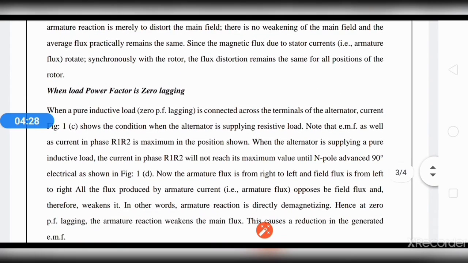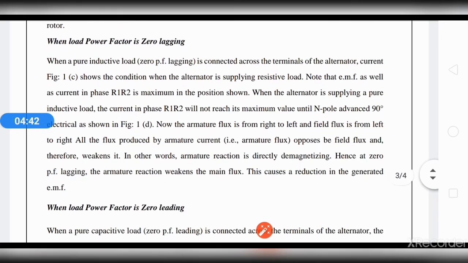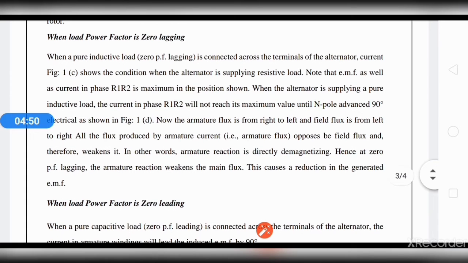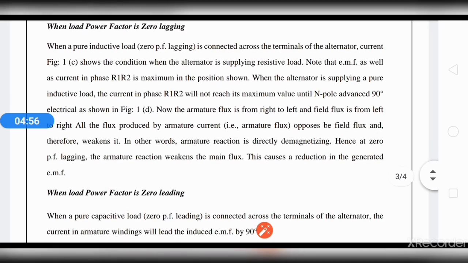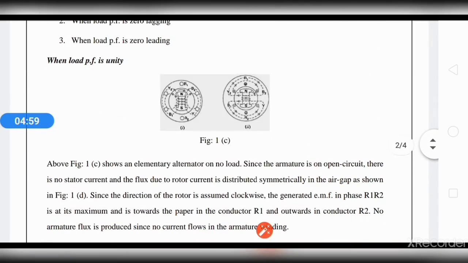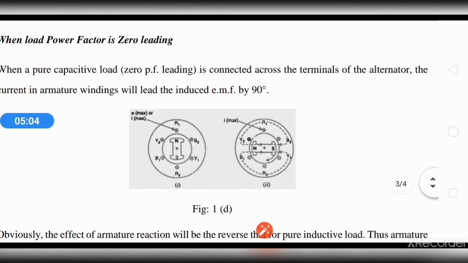When the load power factor is zero lagging, then what happens? As the load is purely inductive, compare with the condition when the alternator is supplying a resistive load, where the EMF as well as the current is in phase and maximum. When the alternator is supplying a pure inductive load, the current in phase R1 and R2 will not reach its maximum until the north pole is advanced by 90 degrees electrical, as shown in figure 1D. The figure 1D is shown here. So these are R1 and R2, the two points shown here.